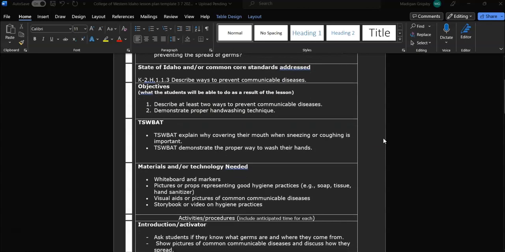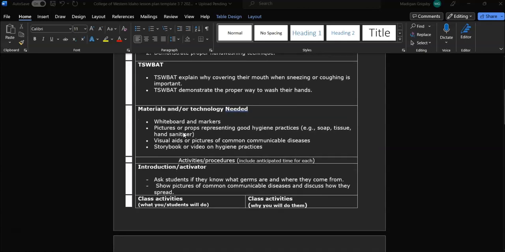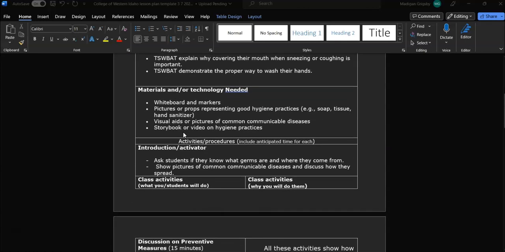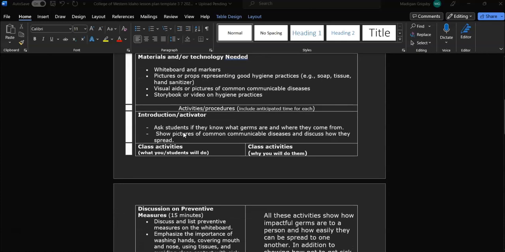Objectives are to describe at least 2 ways to prevent communicable disease and demonstrate proper hand washing technique. The students will be able to explain why covering their mouth when sneezing or coughing is important and demonstrate the proper way to wash their hands. The materials we'll need are whiteboard and markers, pictures or props representing good hygiene practices, soap, tissues, and hand sanitizers, visual aids or pictures of common communicable diseases, and storybooks or a video on hygiene practices.